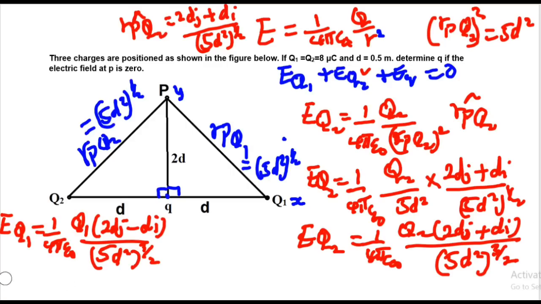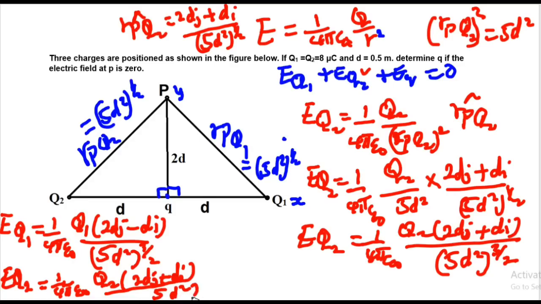This is E2. We have it to be 1 over 4 pi epsilon 0 Q2, then we have (2dj + di) upon (5d²) to the power of 3 upon 2. So what we need to find again now is the electric field due to Q.